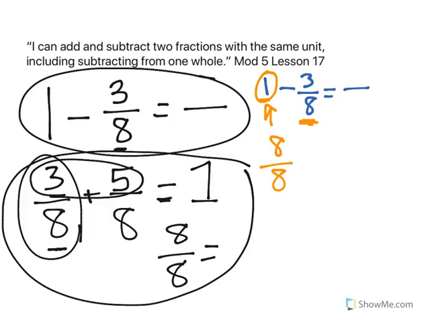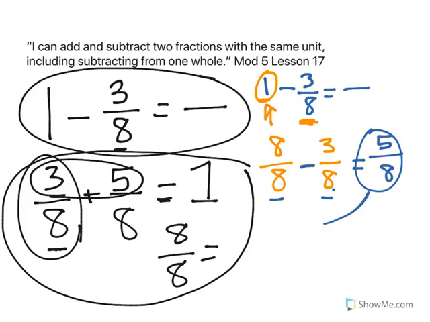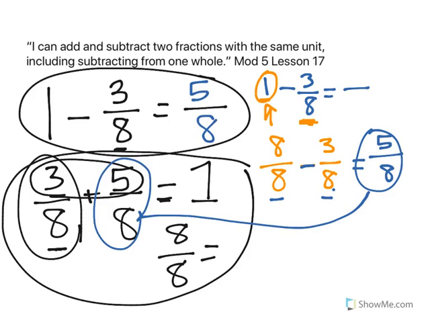Now I can subtract minus 3/8. And because our denominators are the same, we can subtract right across. So 8 minus 3 is 5, and my denominator stays the same at 8. So it equals 5/8. Let's see, does that match our answer over here when we did addition? It does. So what I just demonstrated for you is that we can use addition to solve any subtraction equation.